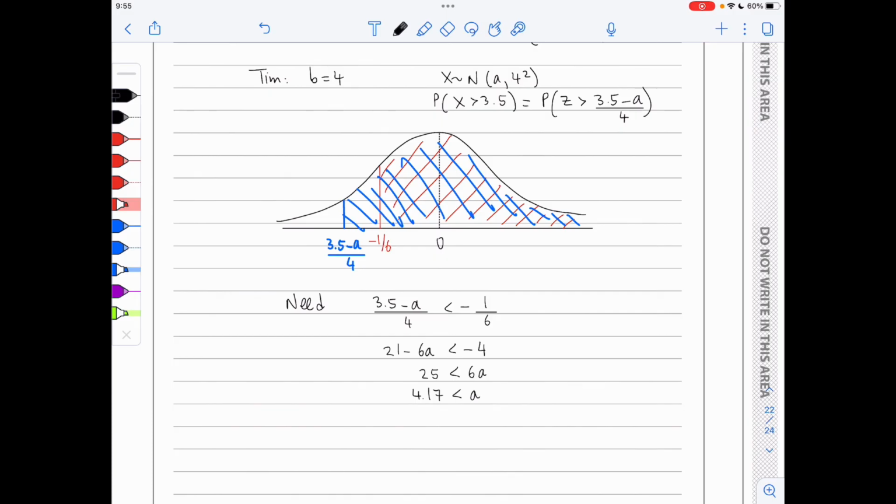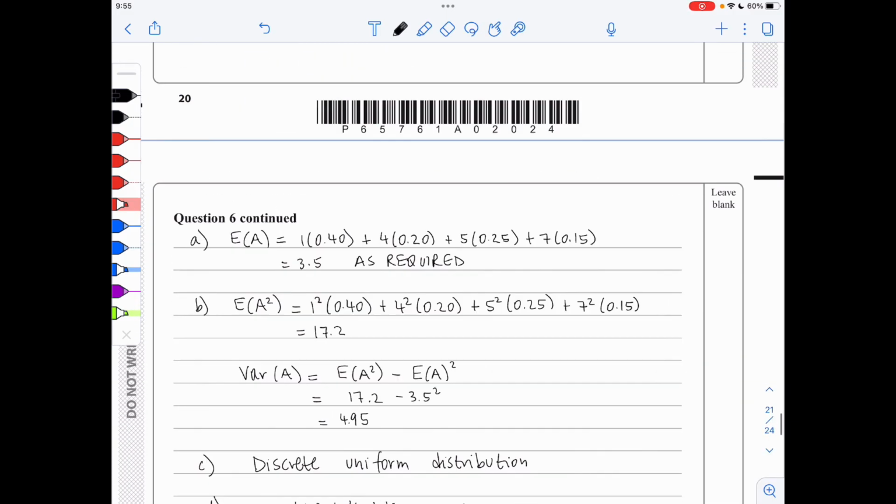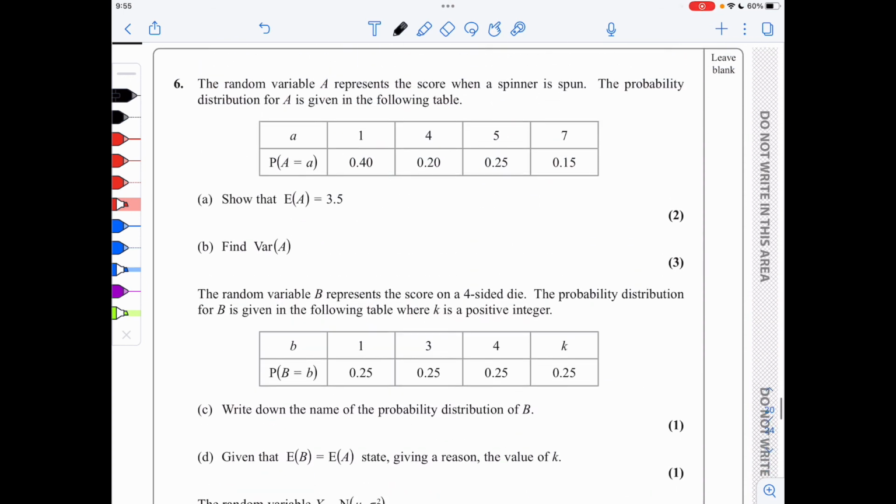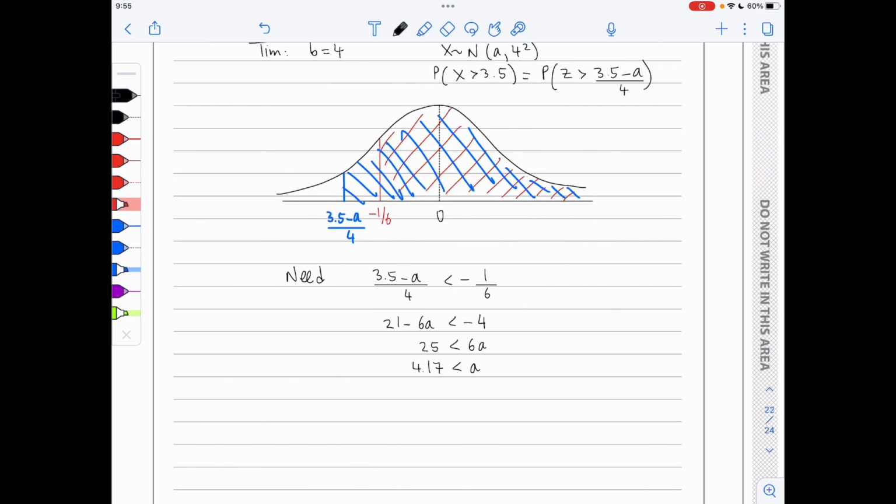Well, if we go back to the table of values for the random variable A, we see that we are greater than 4.17 if we get a value of 5 or 7. So it's going to be 0.25 plus 0.15. So Tim will win if he gets values for A which are 5 or 7. So that's 0.25 plus 0.15, which gives an answer of 0.4.